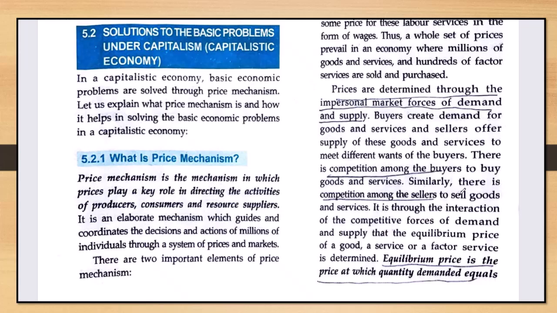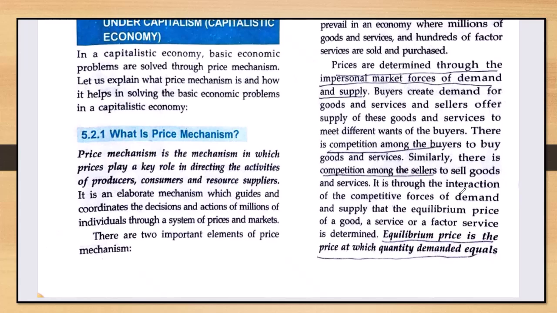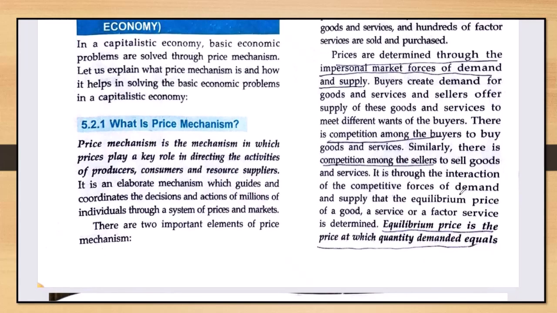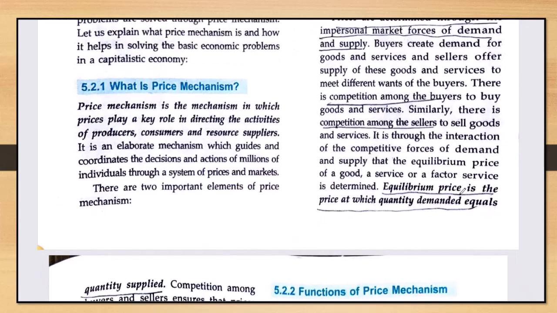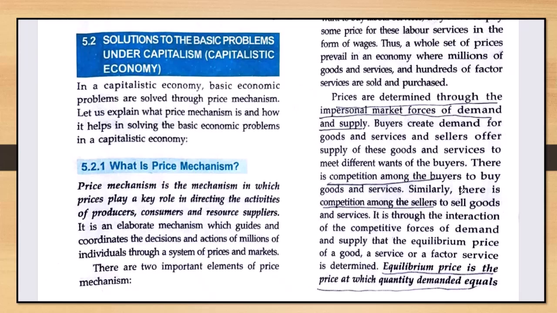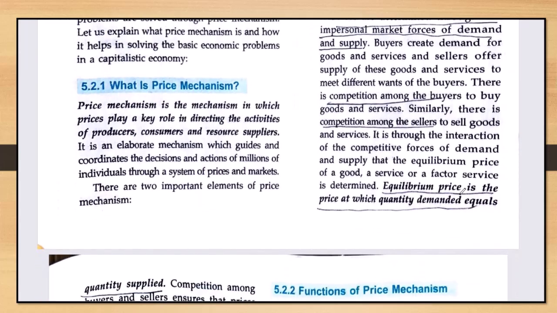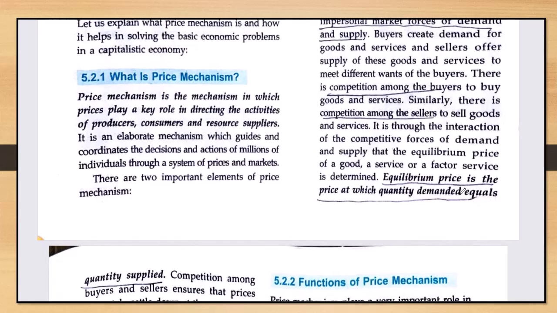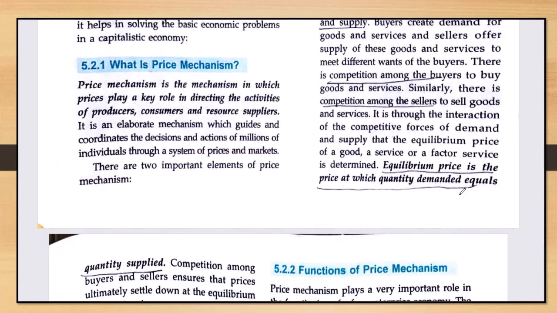Capitalistic economy we have seen in the previous Chapter 4: it is the economy where the private sector plays a major role in taking all economic decisions. Thus, the mechanism which they implement for solving the basic economic problem is the price mechanism. And what is price mechanism? As the name says, it is a mechanism about the price. Let's see the definition. Price mechanism is a mechanism in which prices play a key role in directing the activities of producers, consumers, and resource suppliers.